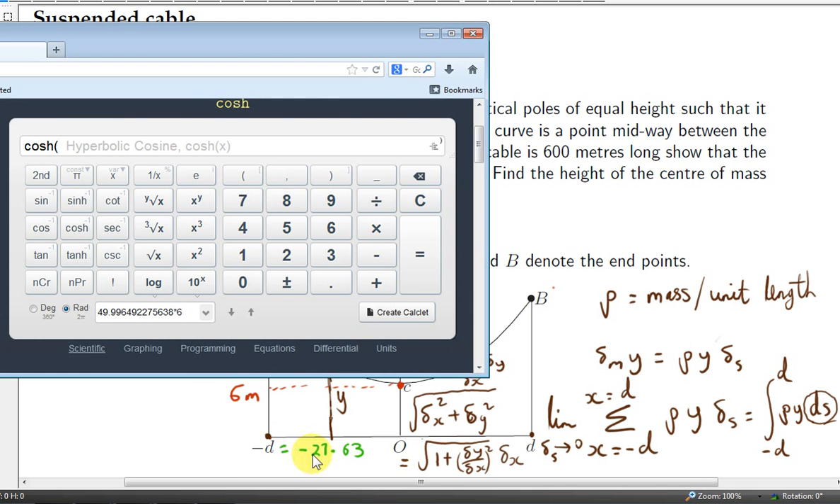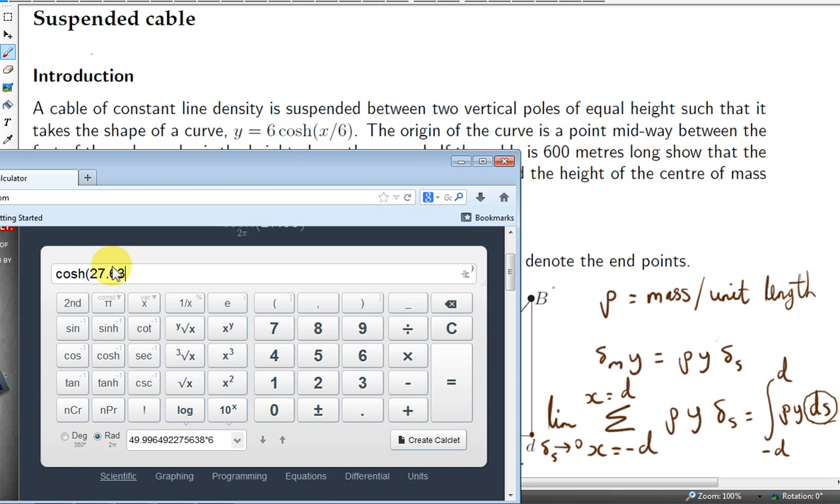Well, the coordinates of this point is minus 27.63, but we can put in plus 27.63. Makes no difference for the hyperbolic cos function. Get a positive answer. So we have to divide this number by 6 and then multiply by 6. So we get about 300 meters.